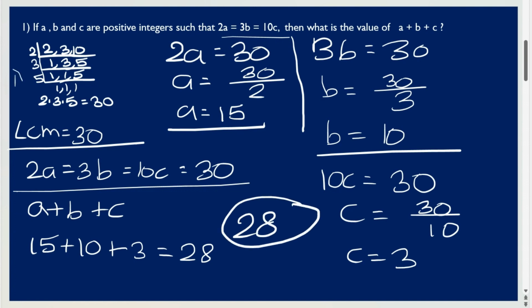First, we solved the LCM. Then we made the new equation, right? And then we solved these. We solved the values, and then we solved A plus B plus C.